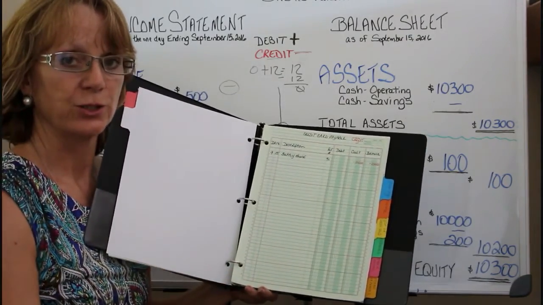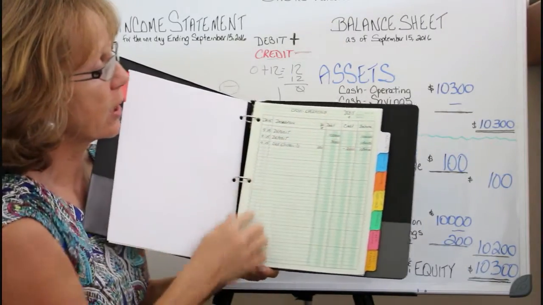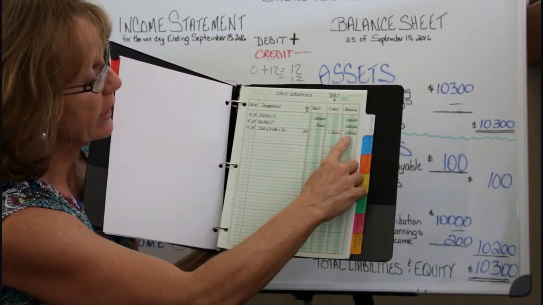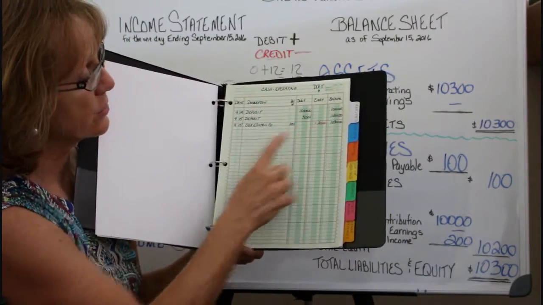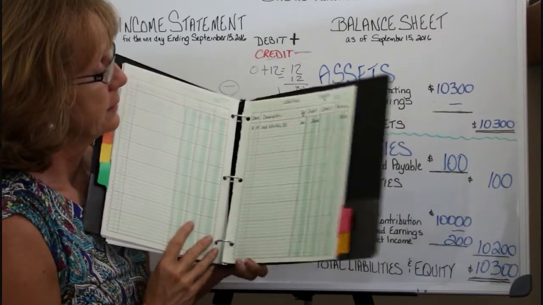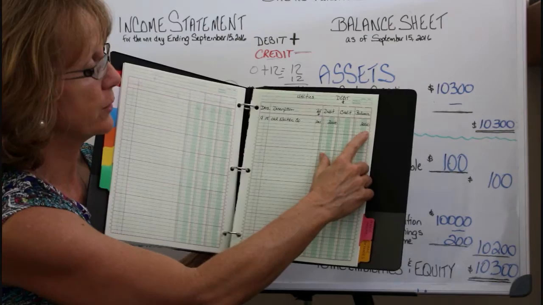Our next purchase was a check for the utility bill. So we come over to the assets section, go back to the cash in the operating account. The date is 9/15. It was payable to our electric company. The check number is 1001. And the credit now is a credit of $200 because we want to reduce the amount in the bank account. That makes our new balance $10,300. The other side to that entry goes to the expense account. Expense section under the utilities account. The date, the description is our electric company. The reference is 1001. The debit here is $200 for a balance of $200.